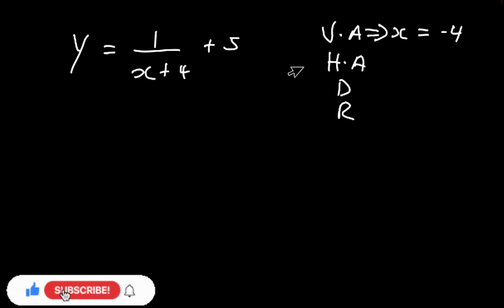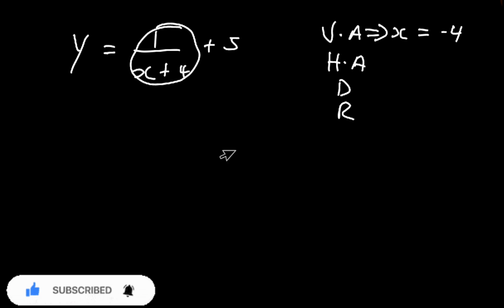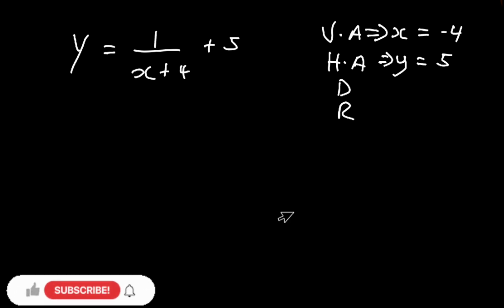Now the horizontal asymptote. If you look at this part of this function, you see that it's bottom heavy. So that part of the function is going to be 0, right? Then plus 5, which is equal to 5. So the horizontal asymptote of this function is going to be equal to 5. Then y equals 5. So let's graph this function and find the domain and range.